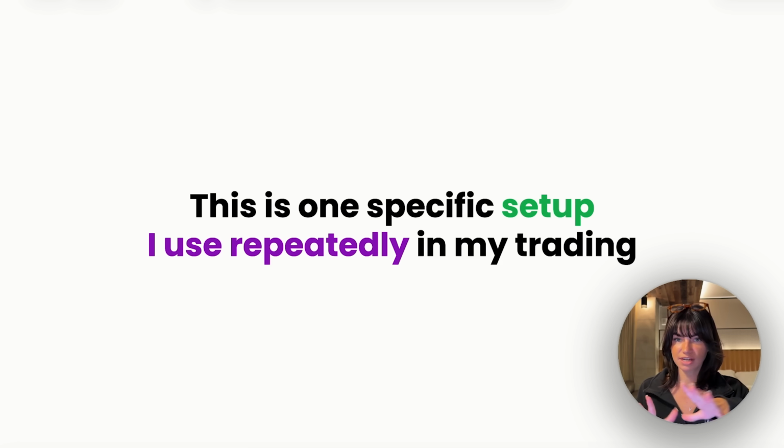Just to give you guys an example, I've got the break and retest. I've got the trendline bounce. I've got the 2 touch point trendline break. I've got the 3 touch point trendline break. I've got the 2 touch point trendline bounce, etc., etc., etc. But this one right here is my bread and butter.